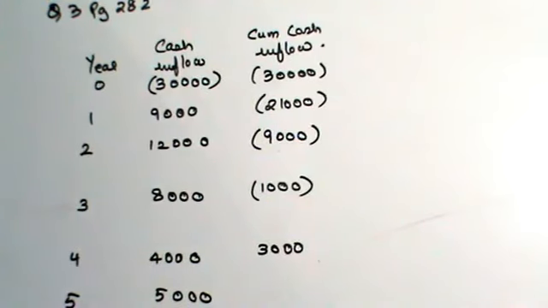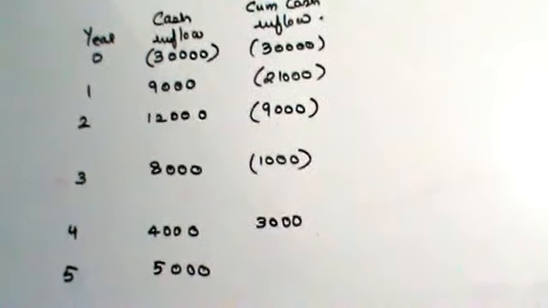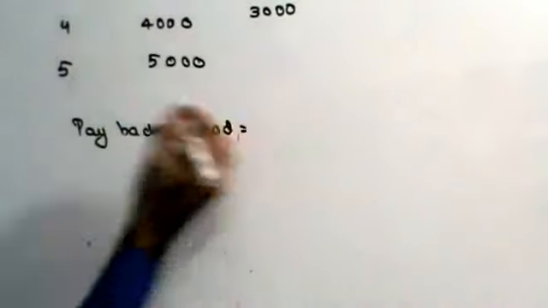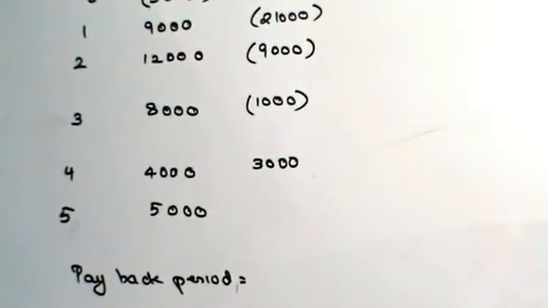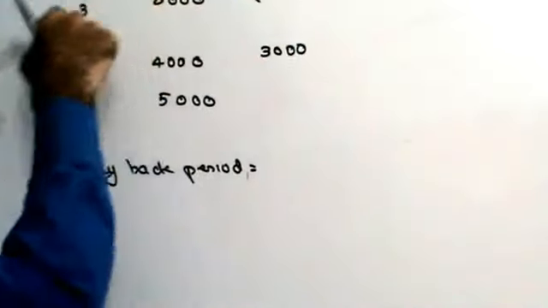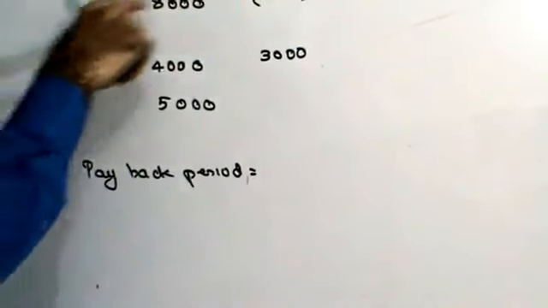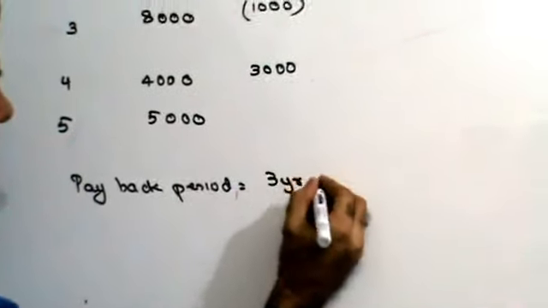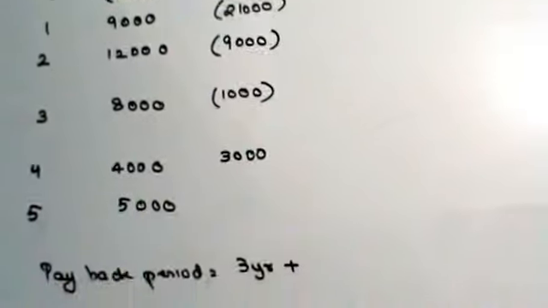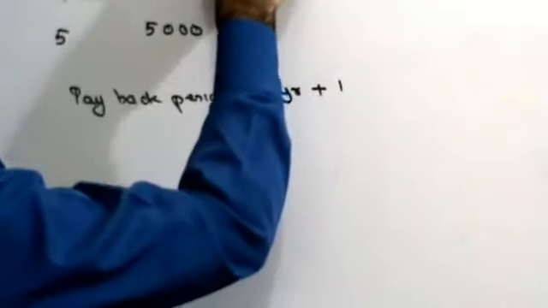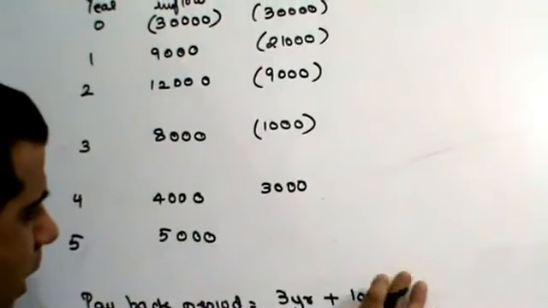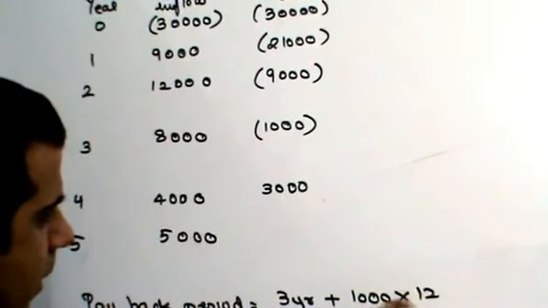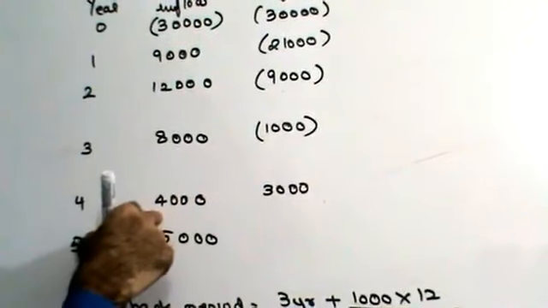Right? In that case, your payback period, you will take those many years where you have negative cash inflow. The last negative cash inflow is the complete number of years that you will take. So this will be 3 years plus whatever is your last negative cumulative cash inflow, multiply that by 12 and divide it by the adjoining cash inflow.